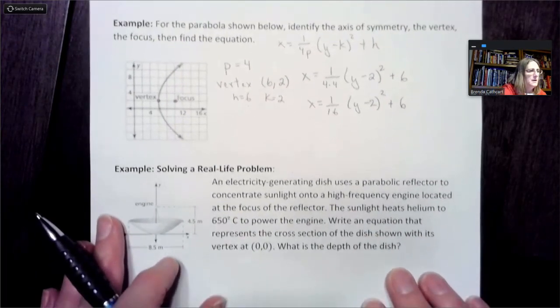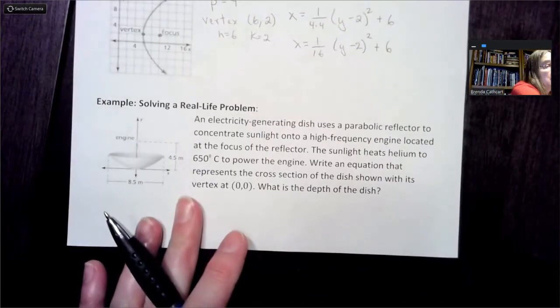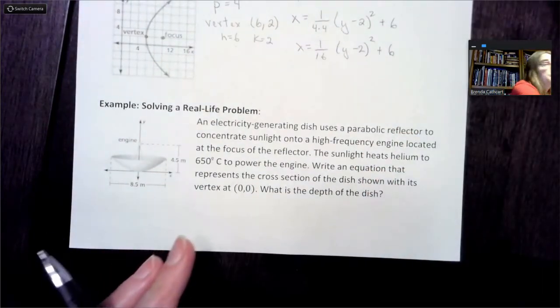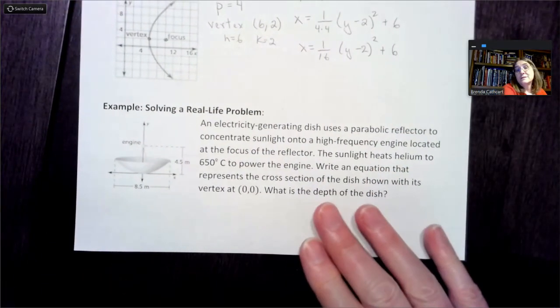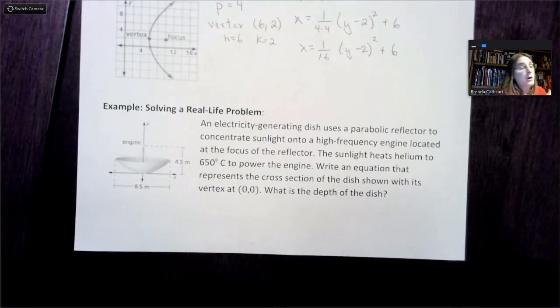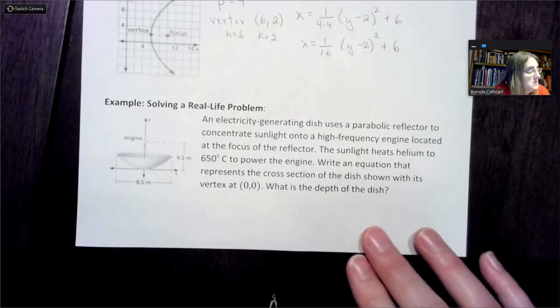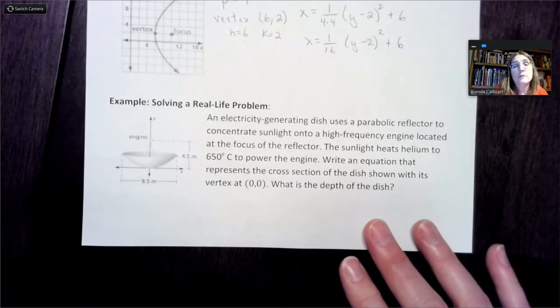Okay, let's take a look at another example. In real life, parabolic dishes, parabolas, are used in 3 dimensions to make reflectors, satellite dishes, mirrors, telescope lenses. All of those use different conic shapes, one of which is a parabolic shape. So let's see a real-world example here.